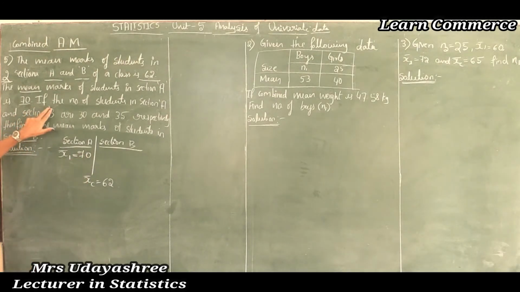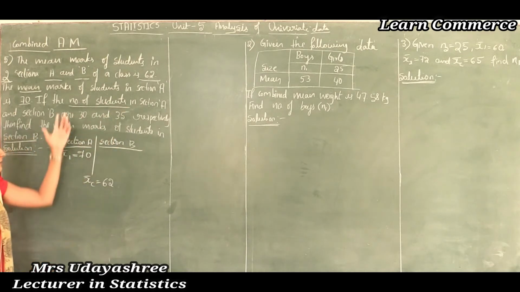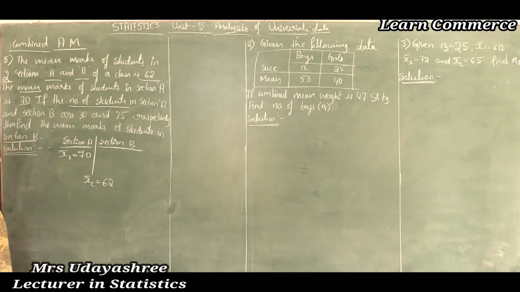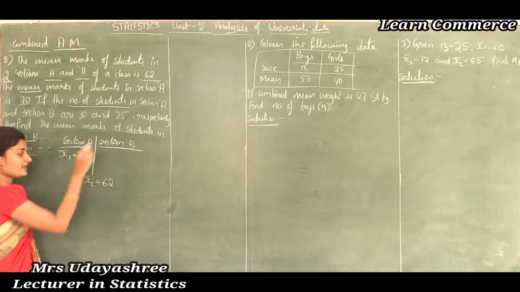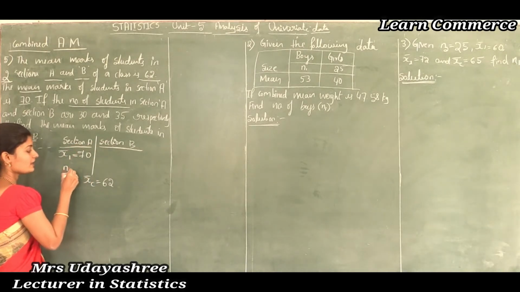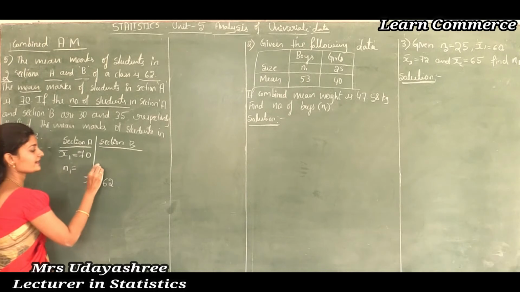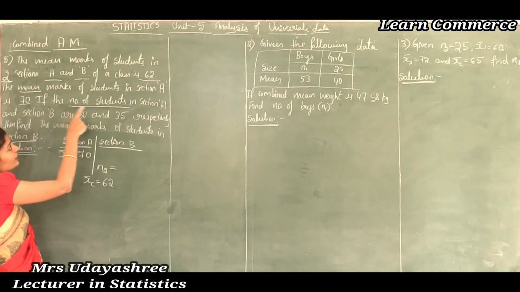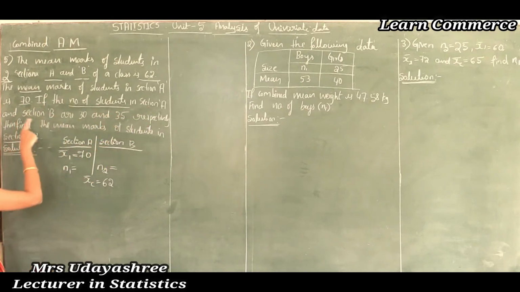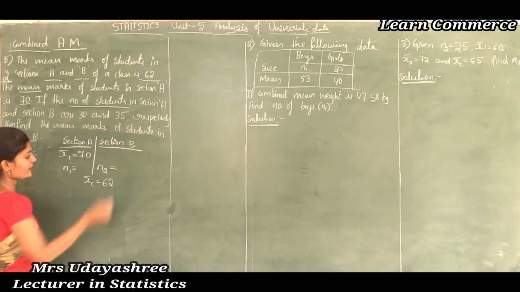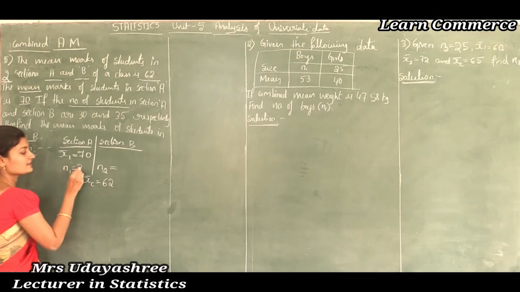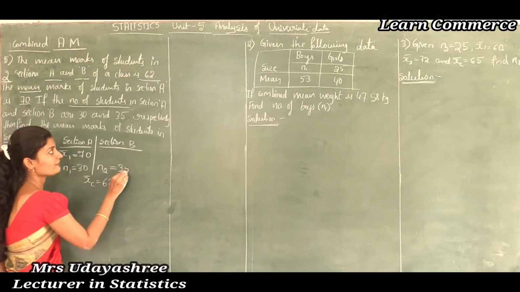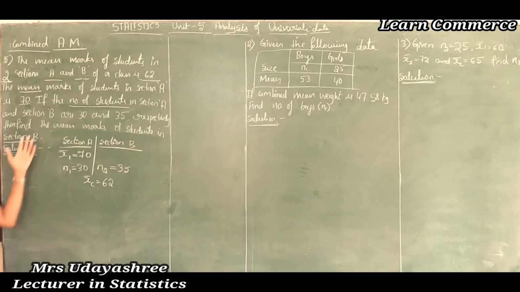Like that, the number of students is denoted by n. Here there are two sections, so I will write the first section number of students as n1 and the second section number of students as n2. If the number of students in section A and section B are 30 and 35 respectively, then n1 is 30 and n2 is 35. Then find the mean marks of students in section B.